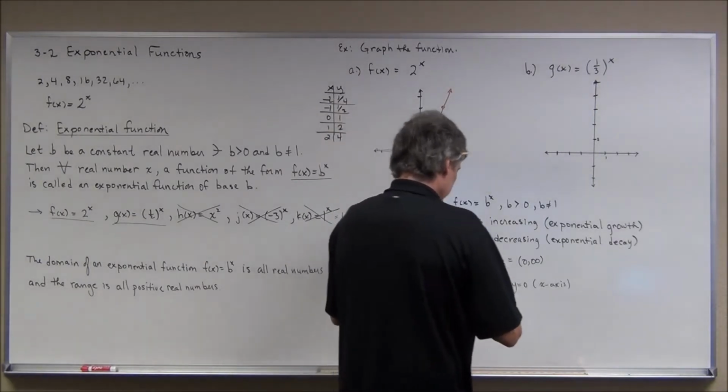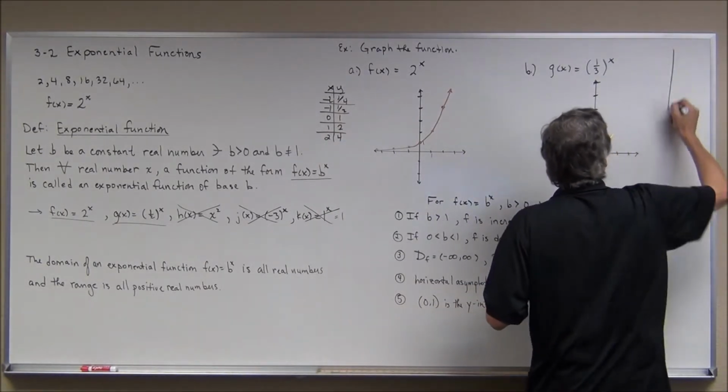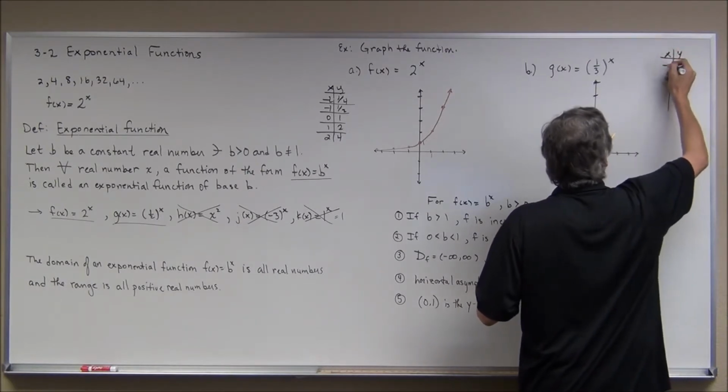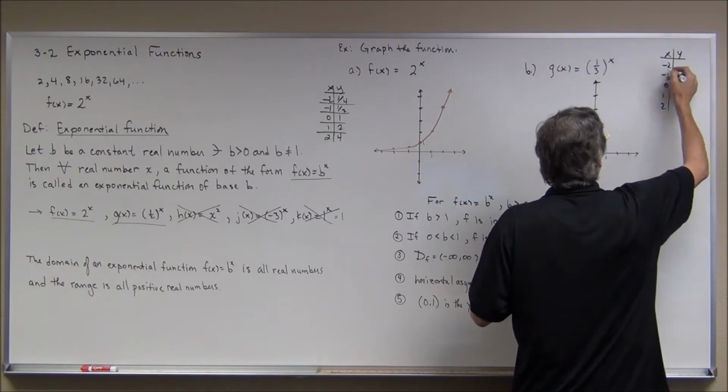Now over here, I create a table of values: -2, -1, 0, 1, and 2. And I'm going to plug these in.